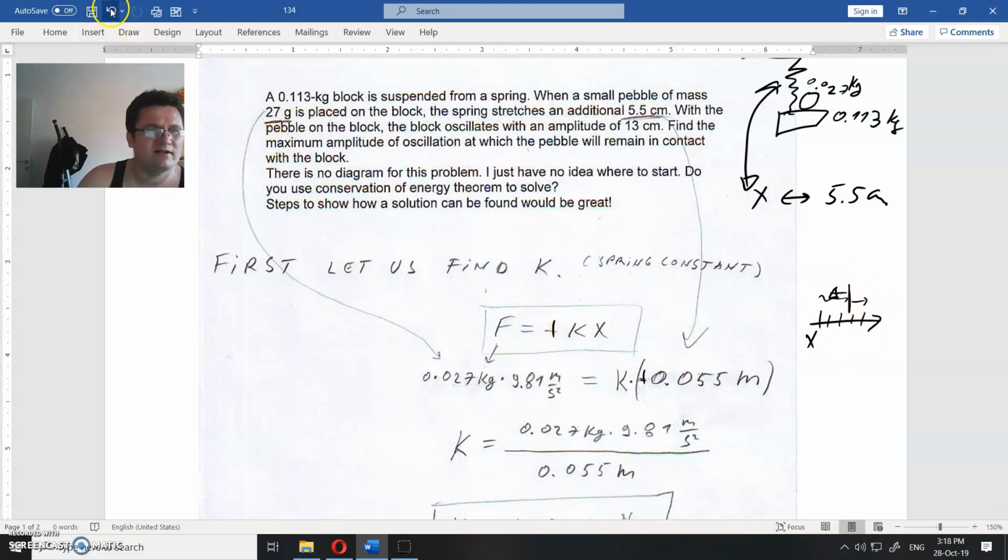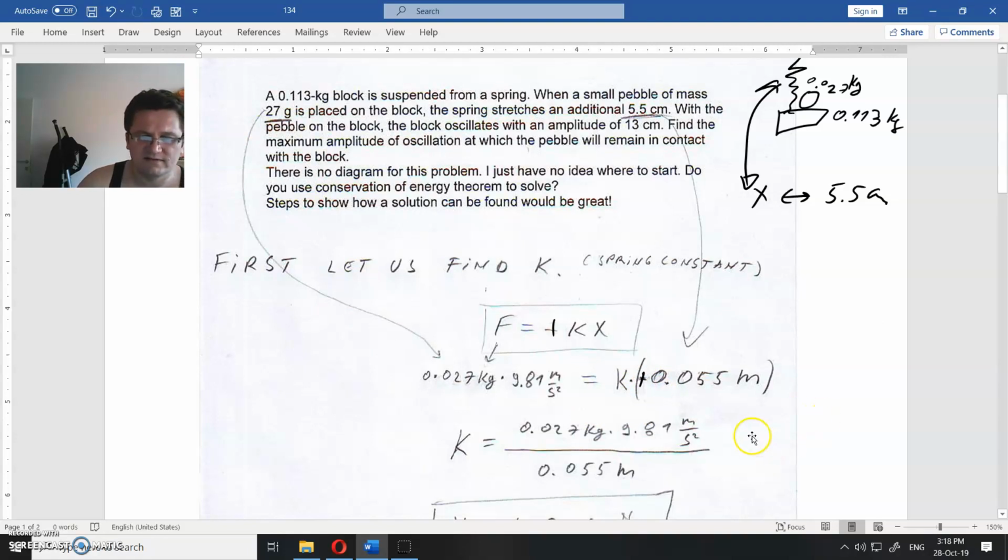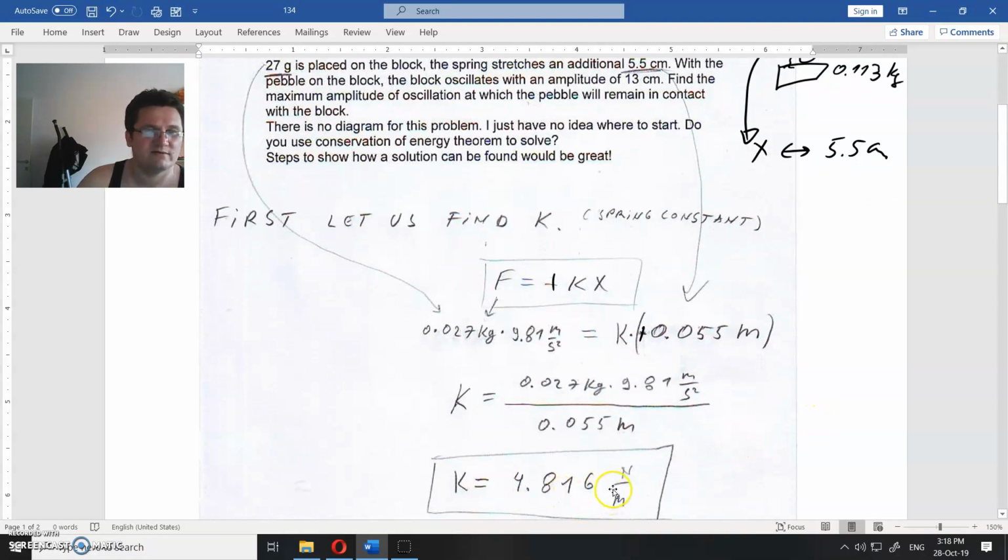Why am I talking about that? God knows. So it doesn't matter, this part, you just forget for the time being. Okay, from here, the spring constant is this much, and that is what we need.